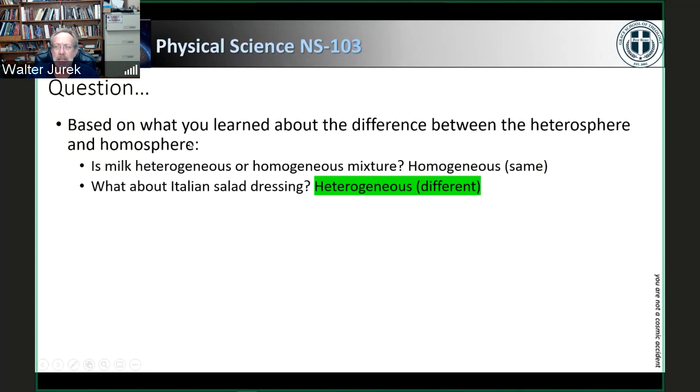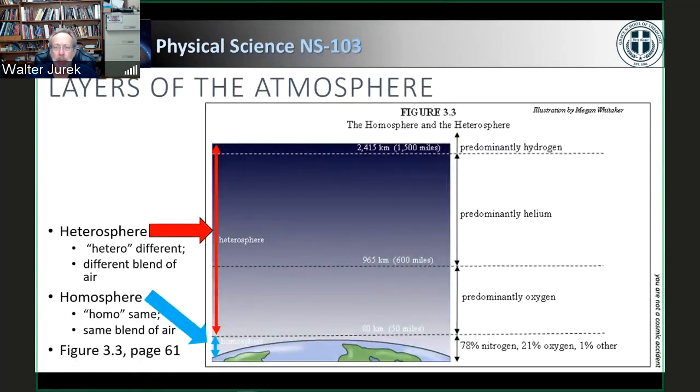This is a picture in your textbook. It's figure 3.3, and I just want to amplify it a little bit. So we've got the homosphere. Notice it's the stuff that all has the same blend down here. And in comparative height to the heterosphere, it's a lot shorter.